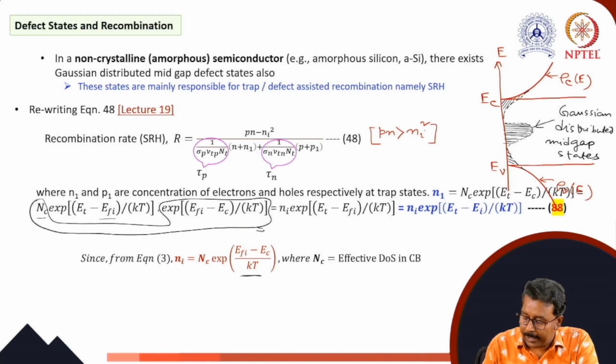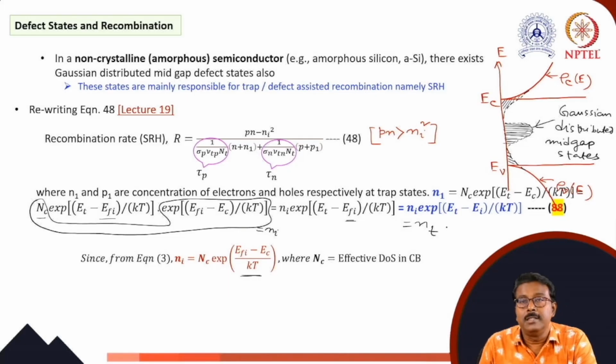Ni. This is equal to Ni. That is why it is written Ni into exponential Et minus EFi by kT, and EFi you can simply write as Ei. So Et minus Ei, Ni exponential Et minus Ei by kT, which is nothing but Nt. So N1 is nothing but Nt, that is equal to the carrier concentration or electron concentration in the trap state.